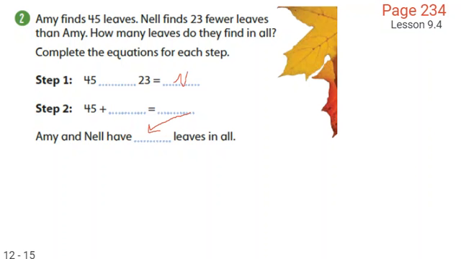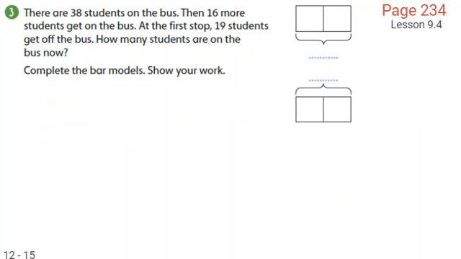Let's move on. We're still on page 234. Number 3, there are 38 students on the bus. Then 16 more students get on the bus. At the first stop, 19 students get off the bus. How many students are on the bus now? Complete the bar models. If you want to convert these to number bonds, you can, or you can just fill it out as if you know where to put the numbers.